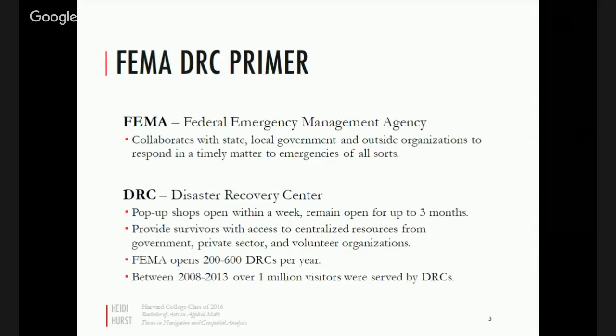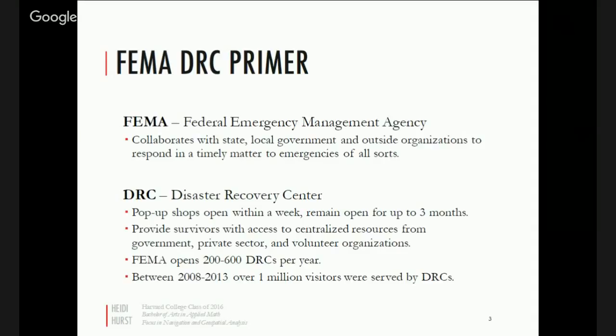So FEMA, for those of you who don't know, is the Federal Emergency Management Agency. One thing that's really important about FEMA specifically is that it requires a collaboration between multiple different levels of government. So FEMA as a federal agency is required to work with state and local agencies and nonprofit organizations, for-profit organizations, to together come up with a disaster relief plan and manage any type of incident that comes up. Which means there's a lot of different players and a lot of moving parts, just something to keep in mind as we move forward. So I decided to focus my work on disaster recovery centers.